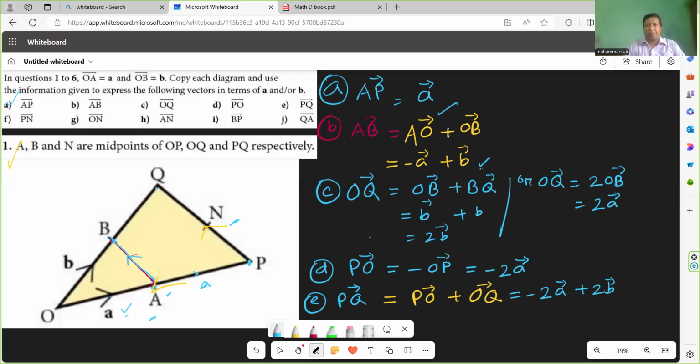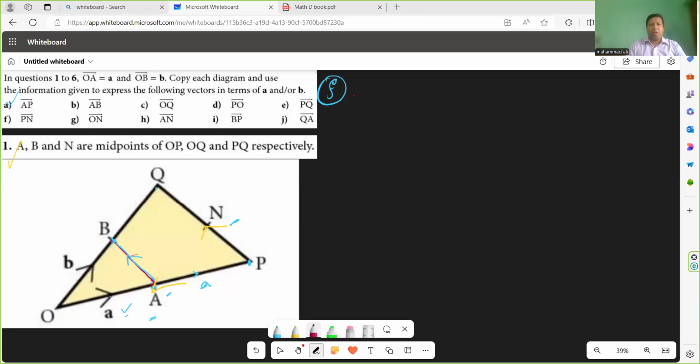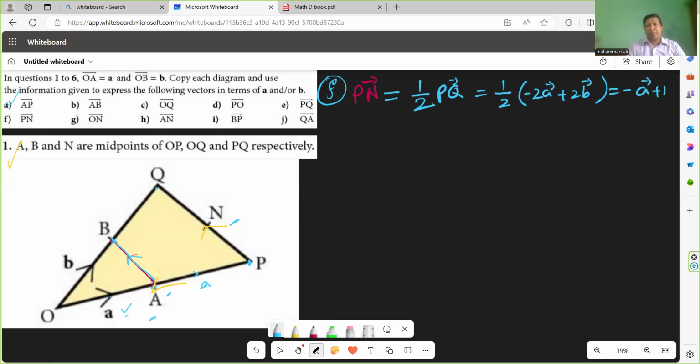Equals, now PN vector. So PN equals half of PQ, half PQ equals half of minus 2A vector plus 2B vector. So it will be minus A vector plus B vector.